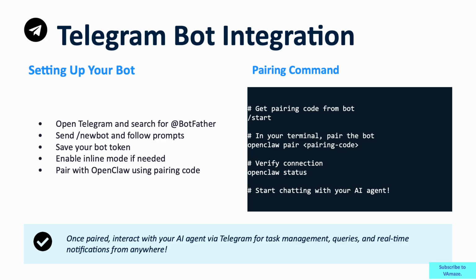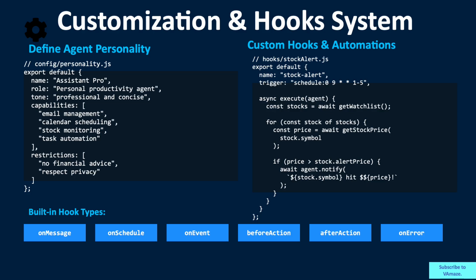First, let's look at defining your agent's personality. On the left side of this slide, you can see a sample personality configuration. This is TypeScript, but it's very readable. You define your agent's name, maybe Assistant Pro or DevBot, or whatever fits your use case. You specify its role, personal productivity agent or DevOps automation specialist or research assistant. The tone is crucial. Do you want professional and concise responses, or maybe friendly and detailed?